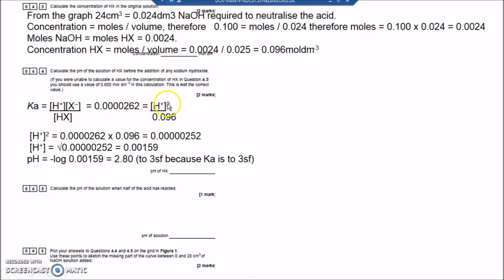So I can simplify it to H+ squared. I know the concentration of HX, that's what I've just worked out, 0.096. And I know my equilibrium constant. I can work out H+ squared. H+ squared equals these two numbers together. Square root it, 0.00159. pH equals minus log of it, 2.8. I'm going to do it to two significant figures because the value of my equilibrium constant is to three significant figures.